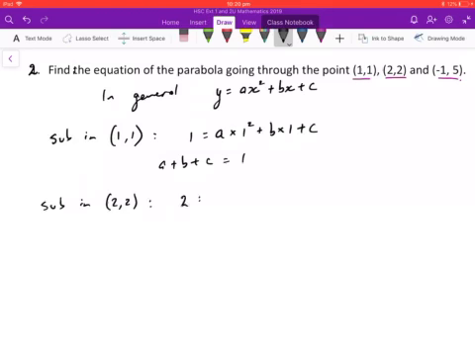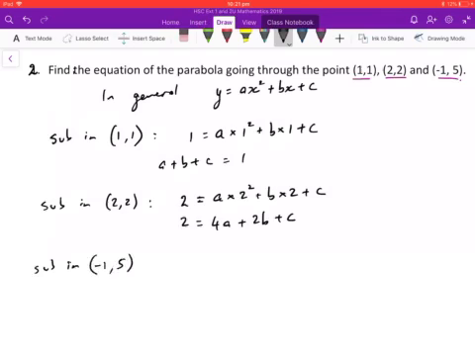Now we sub in (2, 2). Similar process. So we have 2 is equal to a times 2 squared plus b times 2 plus c. So that's 4a plus 2b plus c, equal to 2. And then we sub in (-1, 5). Same process. 5 is equal to a times (-1) all squared plus b times (-1) plus c. So if I do this, that's going to be a minus b plus c equals 5.